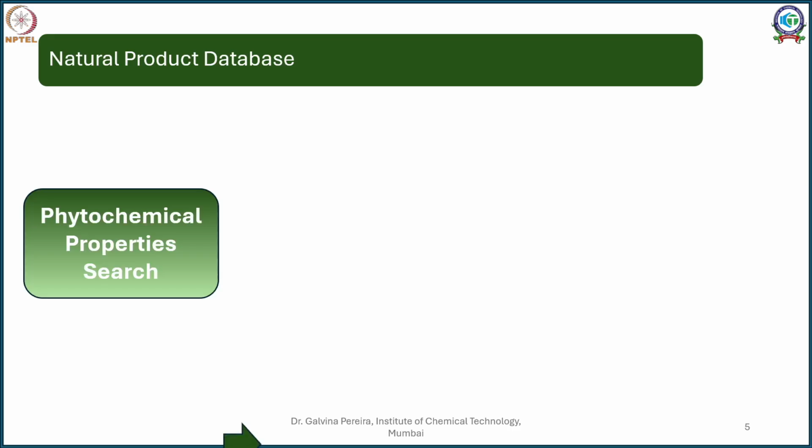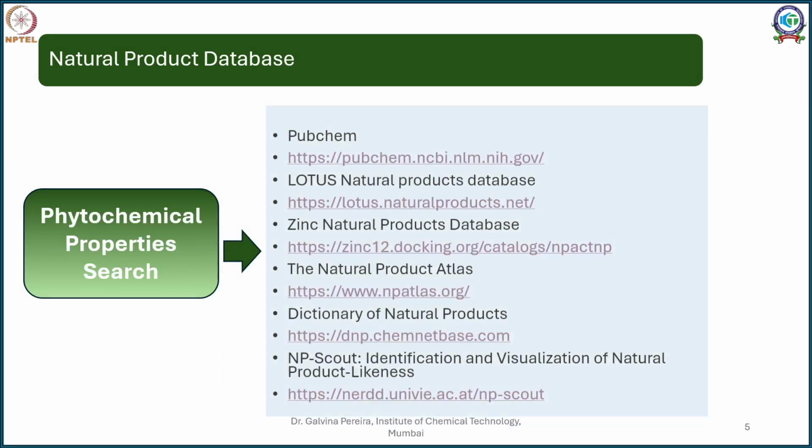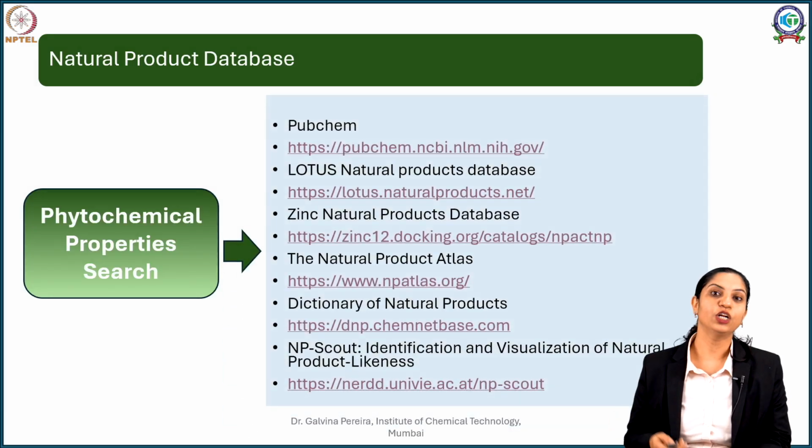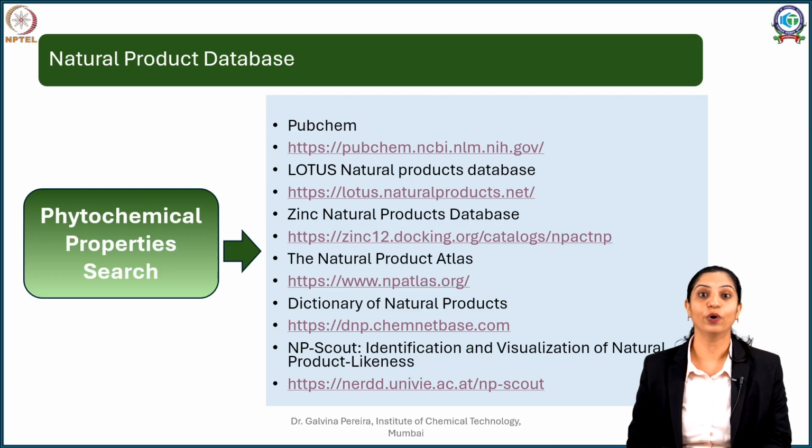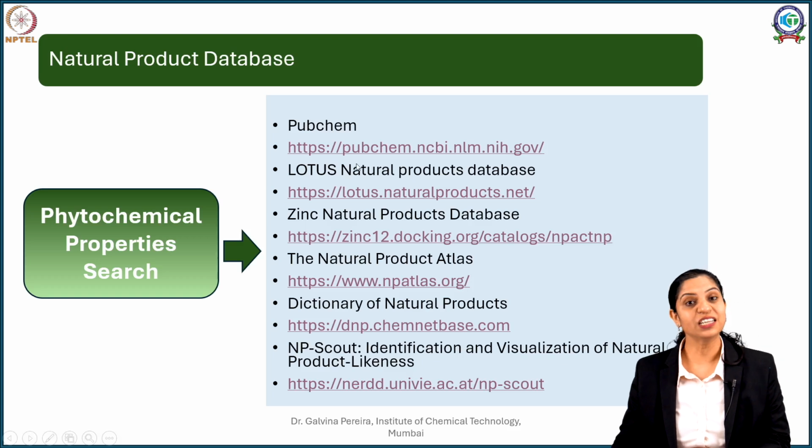Today we are going to use a few databases and web-based searches. This includes PubChem, LOTUS, ZINC Natural Product Database, NP Atlas or Natural Products Atlas, Dictionary of Natural Products, as well as NP Scout. So let's see each of the search engines, what they have to offer in terms of structural information of our compounds.